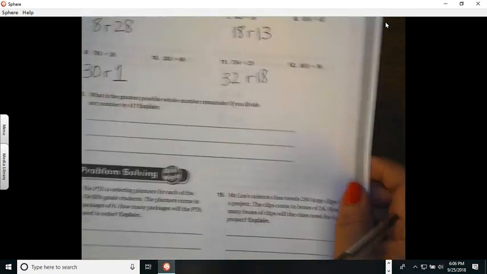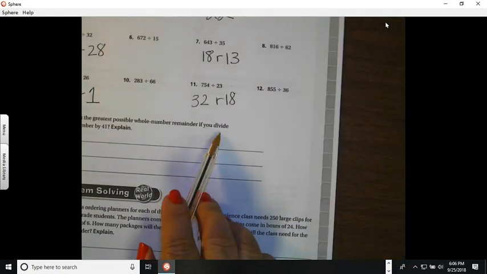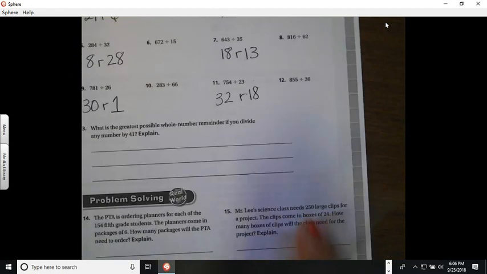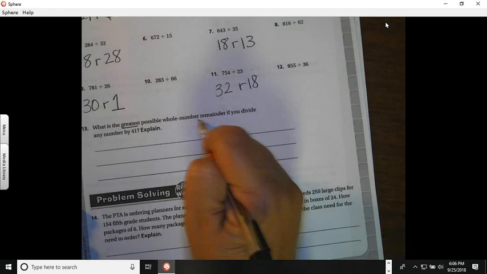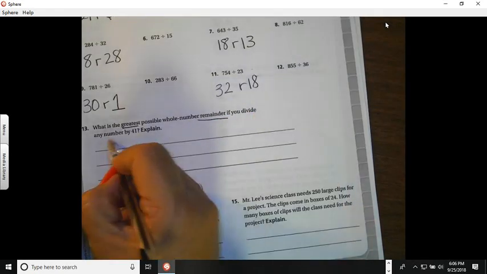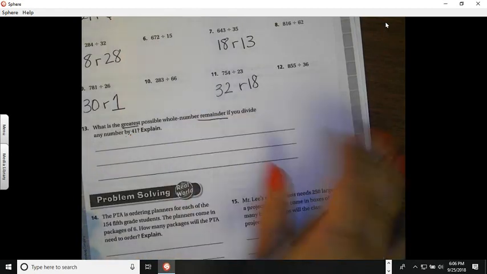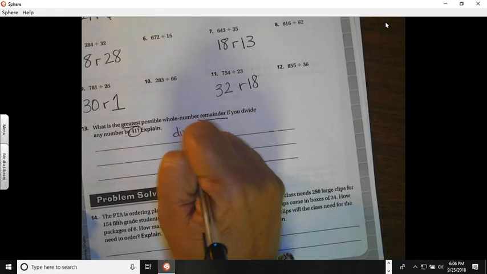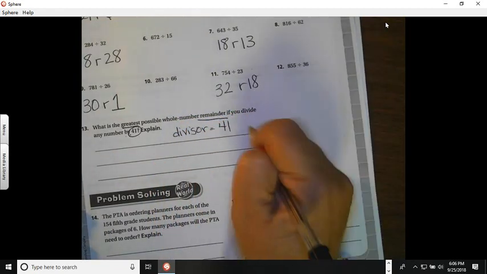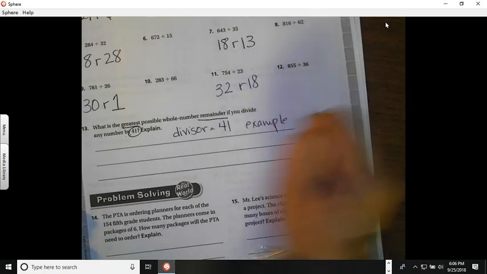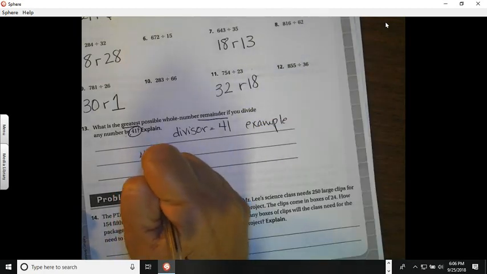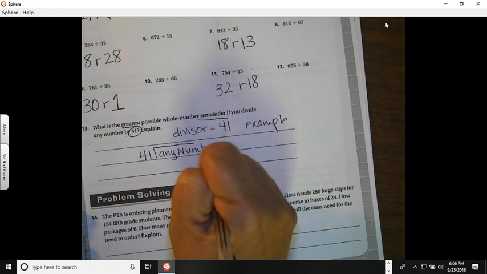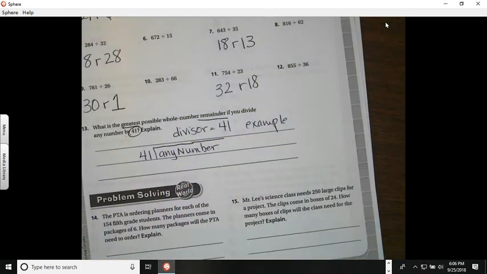What is the greatest possible whole number remainder if you divide any number by 41? The greatest remainder, okay, if you divide any number by 41. So 41 is going to be my divisor. So example, 41's here, and it says any number. What could be the greatest remainder?